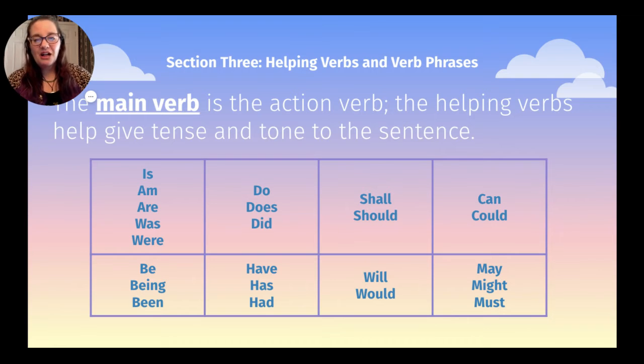Now, the nice thing about helping verbs in the English language is that there is a set list of them. These are all of them. So the main verb is your action verb. The helping verbs will give tense and tone to the sentence. So the helping verbs that we have in the English language are am, are, was, were, be, being, been, do, does, did, have, has, had, shall, should, will, would, can, could, may, might, and must. That's the list of them. If you see an action verb and it's got these other words around it, you know that you're working with a verb phrase that has helping verbs.